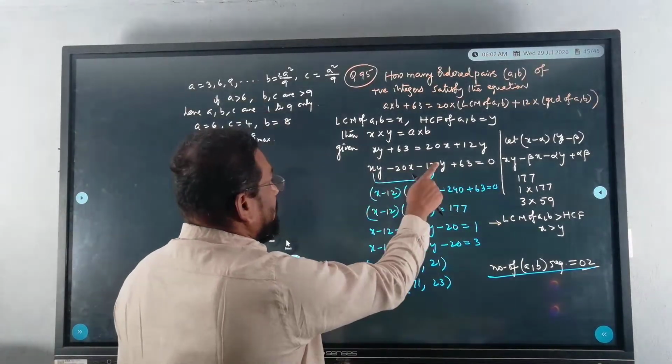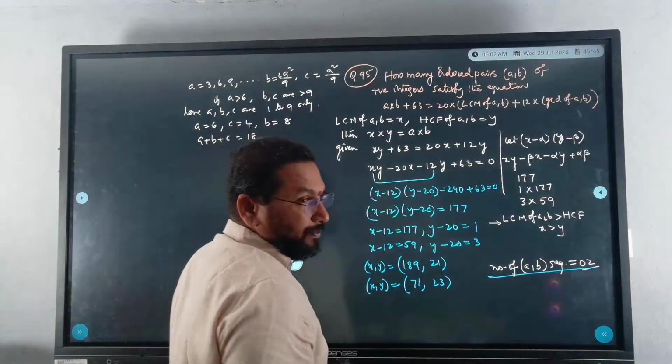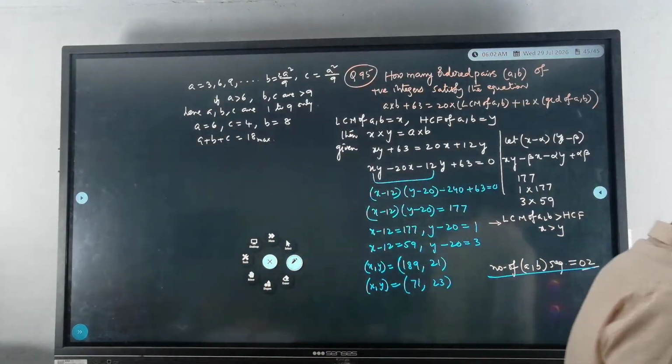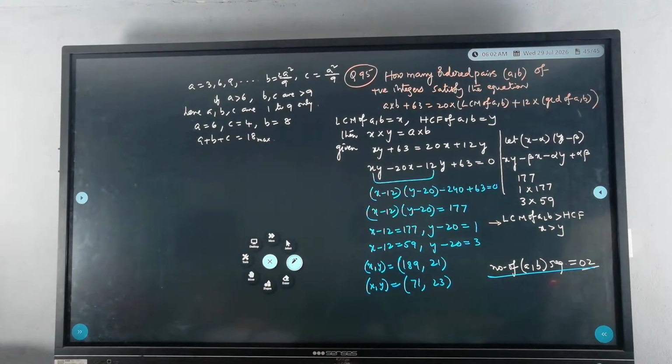So from these two, y has common x minus 12 will come. That's why. Better to change it. Not 3663. Not 3663.